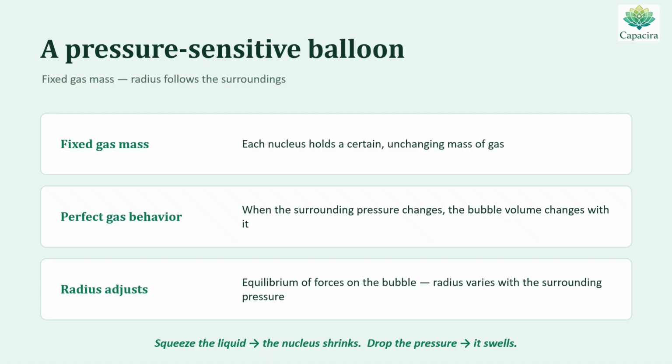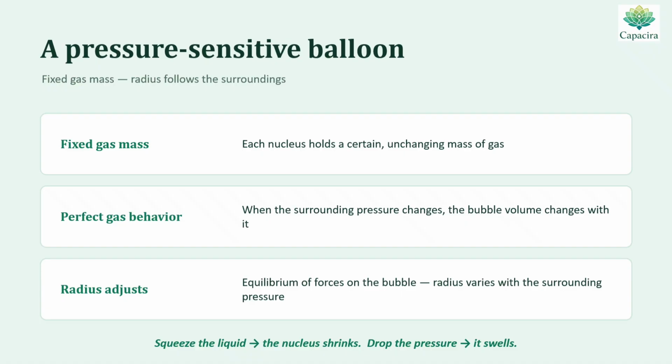Now combine the gas law with the pressure balance we discussed earlier. Suppose the nucleus enters the impeller eye where the surrounding pressure drops. The external squeezing force becomes smaller and the gas inside expands. The bubble volume increases. As volume increases, the radius also increases. Similarly, if the surrounding liquid pressure increases, the bubble shrinks. That's why the slide calls it a pressure sensitive balloon, because it does not decide its own size. Its radius continuously adjusts according to the surrounding liquid pressure.